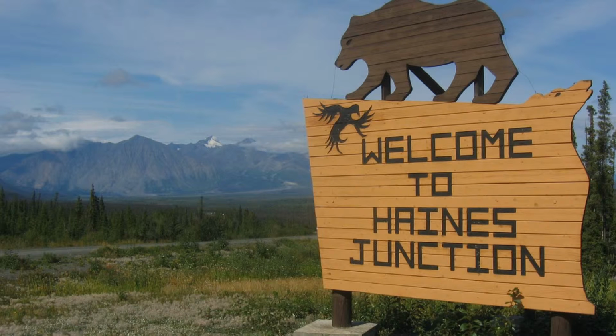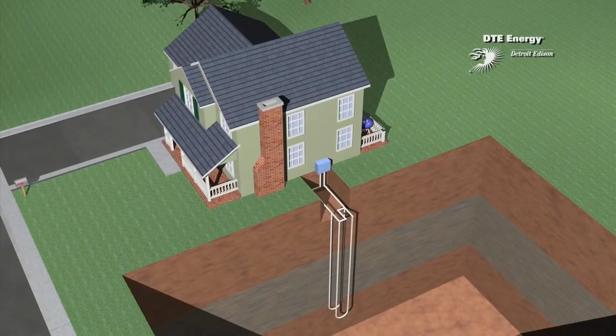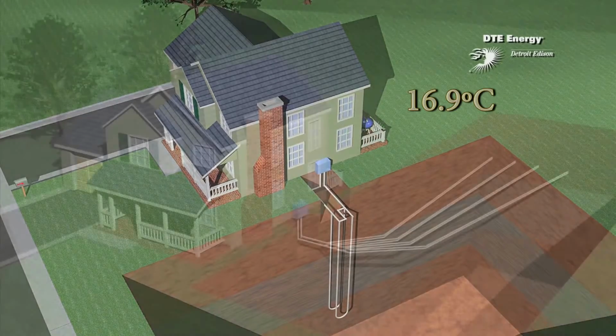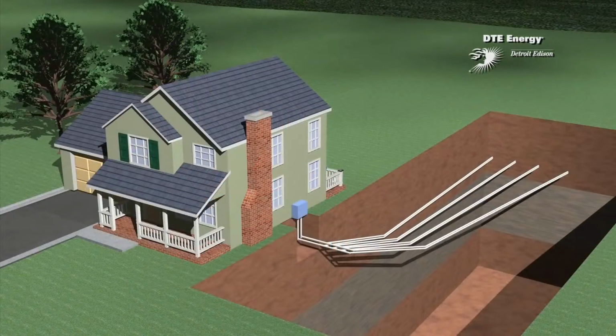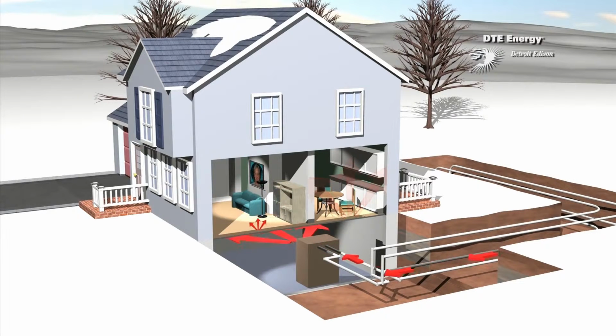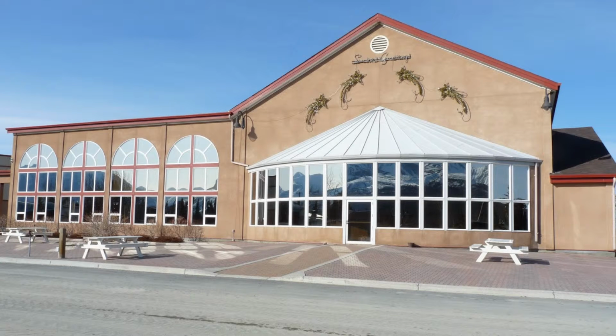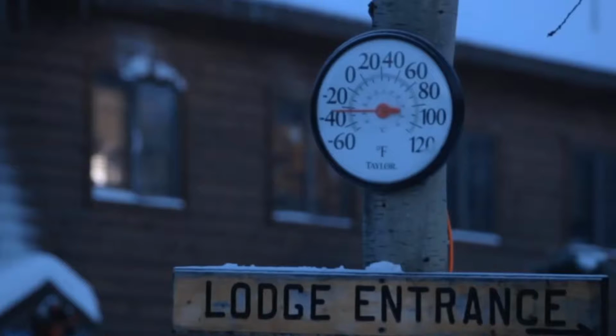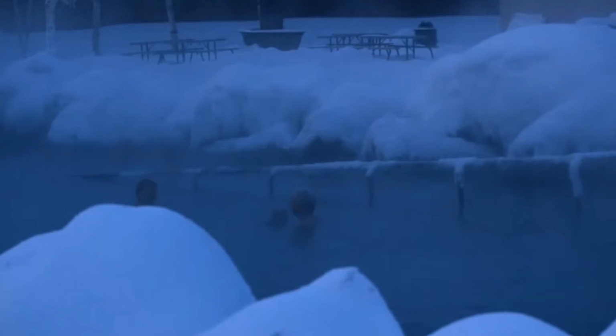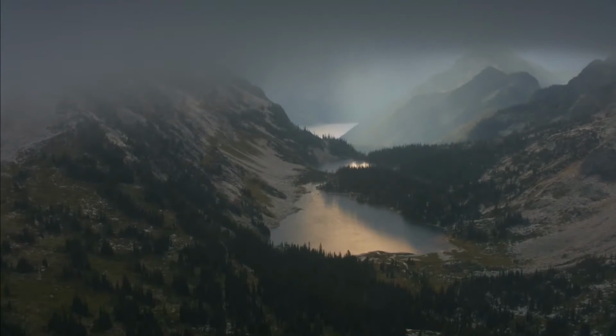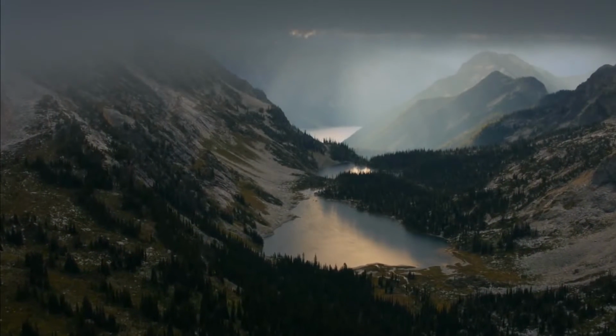Haines Junction. The village of Haines Junction uses well water at a temperature of 60.9 degrees in combination with the heat pump system to warm the Haines Junction Convention Center. Takhini Hot Springs. This commercial tourist attraction pumps 50 degree water from the springs into an outdoor swimming pool. Hot water from the springs is also used to heat buildings.